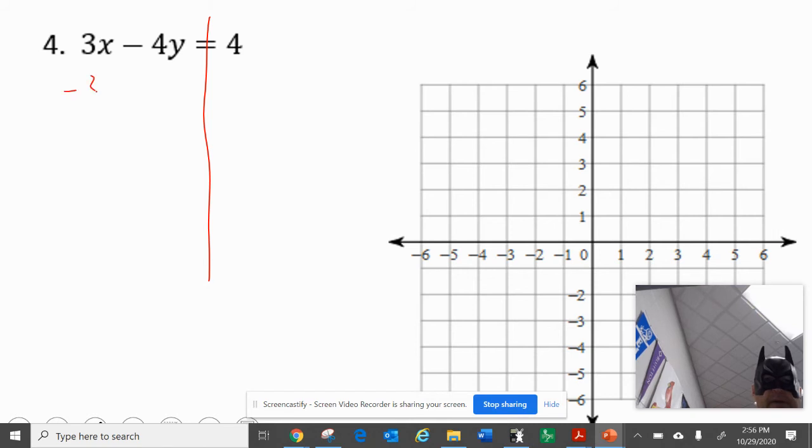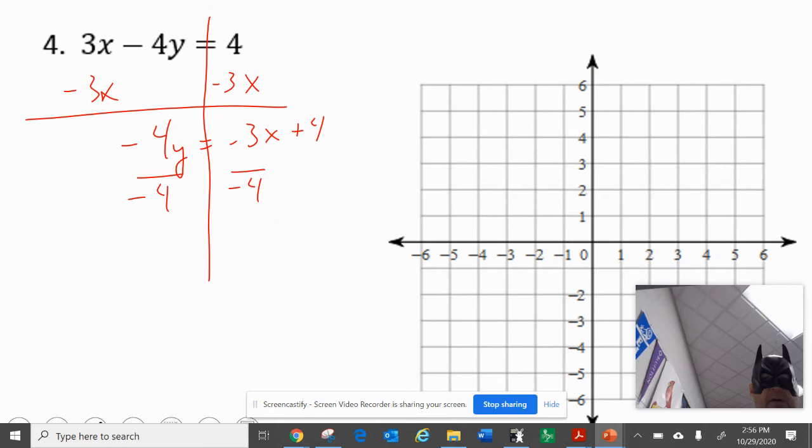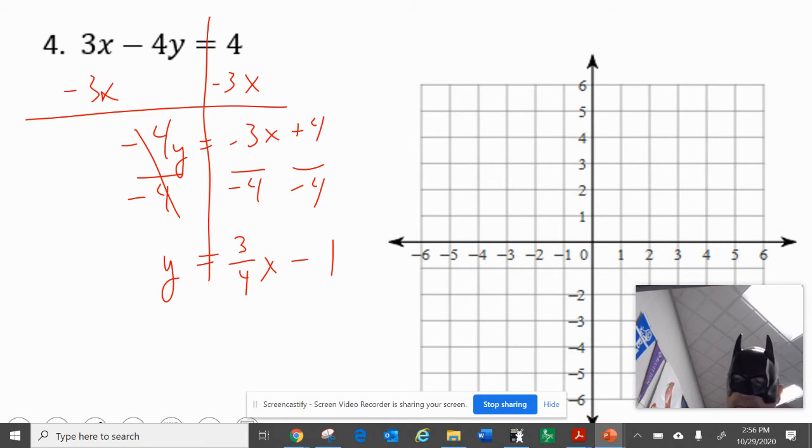3x minus 4y: subtract the 3x, subtract the 3x. Divide everything by negative 4. You notice I'm writing the negative 4 under every one of the numbers so that we don't lose a negative somewhere or lose that 4. Negative 3 over negative 4 is just 3/4. 4 over negative 4 is negative 1. Make my point at negative 1 for the y-intercept. Slope is up 3, to the right 4.